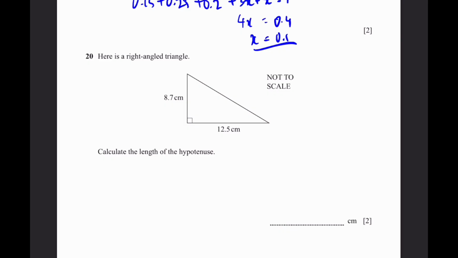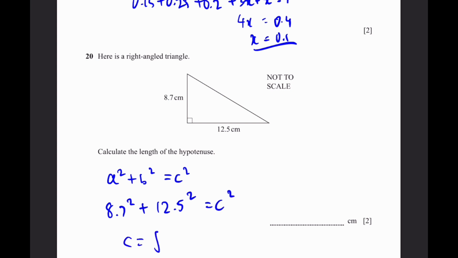Here's a right angled triangle. Calculate the length of the hypotenuse. Now, we know the formula, Pythagoras theorem. A squared plus b squared equals c squared. Now, we can substitute a and b as 8.7 and 12.5. And now that'll be c squared. So c is equal to the square root of 8.7 squared plus 12.5 squared.